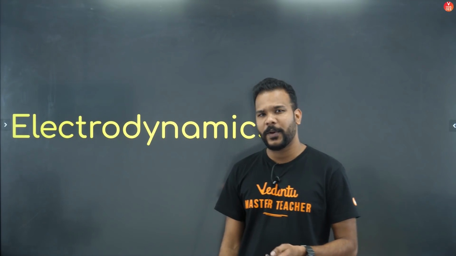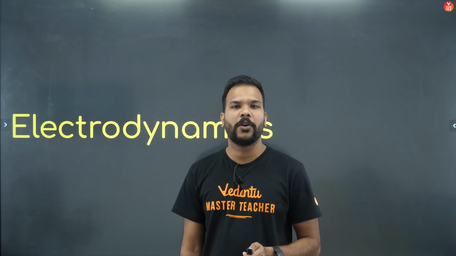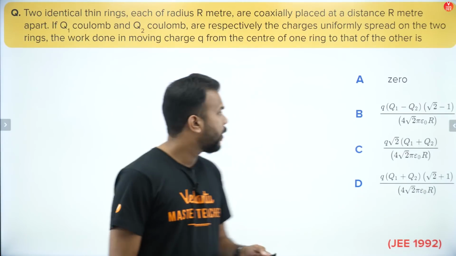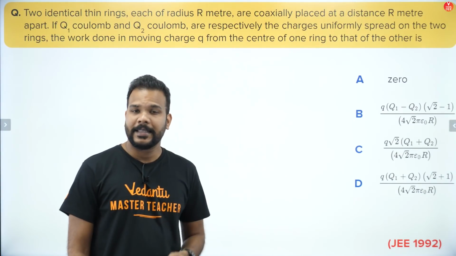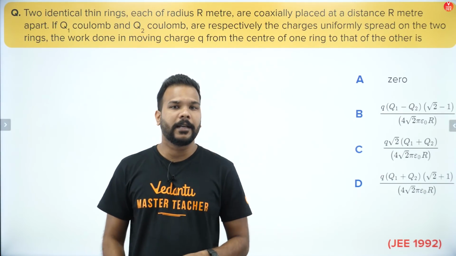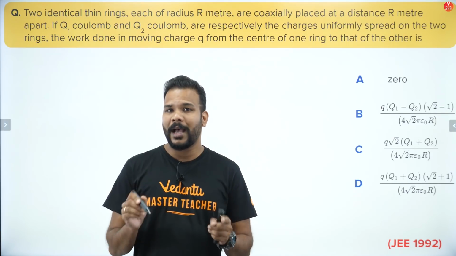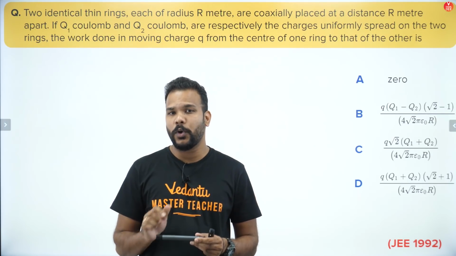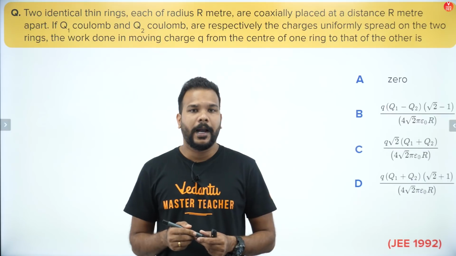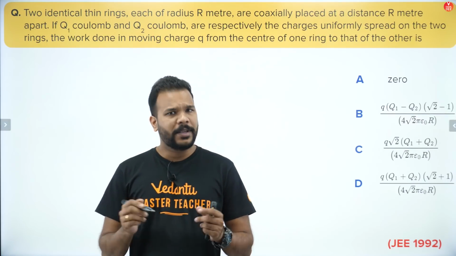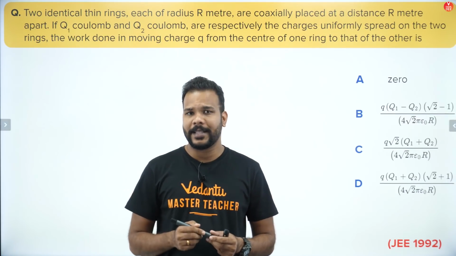So without wasting any further time, let's jump to the very first question of the Killer 5. What you see on the screen says that there are two identical rings of radius r, both with individual charges q1 and q2 on their periphery, and they are separated by the same distance as the radius, that is r.